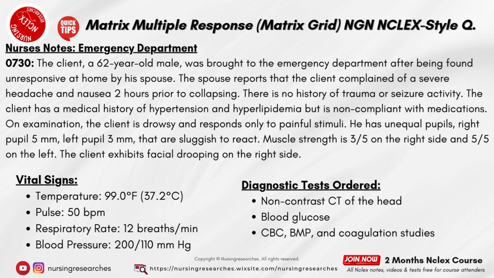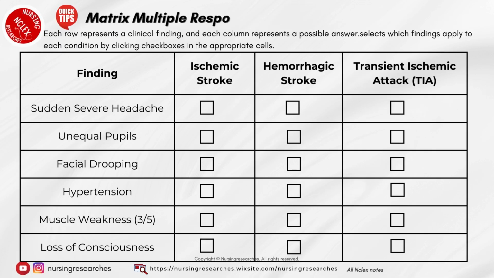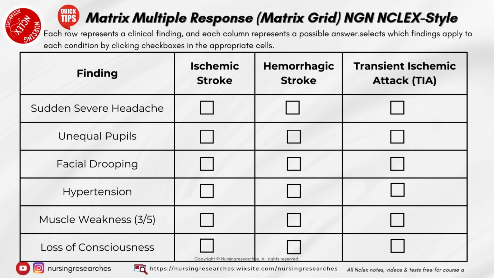Diagnostic tests ordered: non-contrast CT of the head, blood glucose, CBC, BMP, and coagulation studies. Each row represents a clinical finding, and each column represents a possible answer. Select which findings apply to each condition by clicking checkboxes in the appropriate cells.